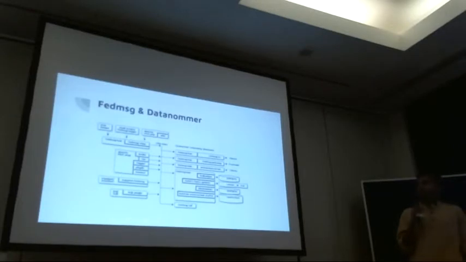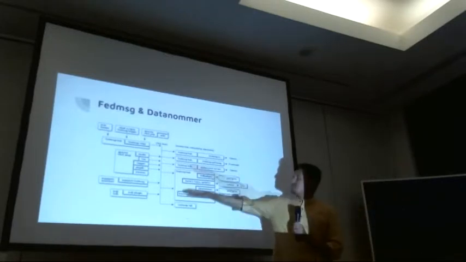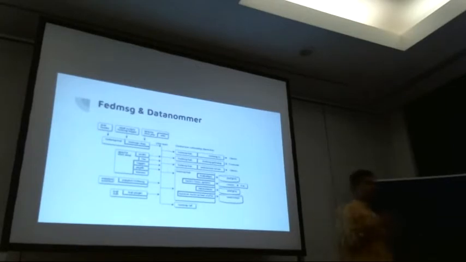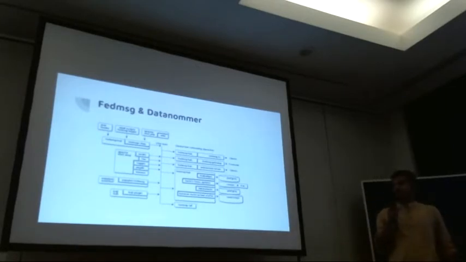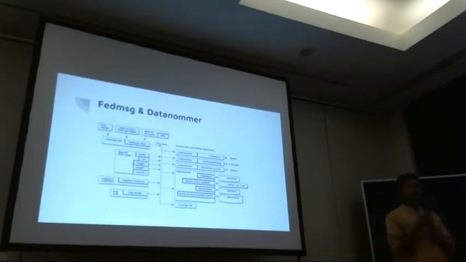So let's go quickly through Fedmsg and Datanommer. This is a simple diagram. Within the Fedora infrastructure, we have a virtual bus which we call Fedora Fedmsg, a federated message bus. Various applications push messages to the Fedmsg bus, be it Koji, Bodhi, or Pagure commits. This works on a publish-subscribe model, so different applications can connect via the subscribe model to this bus and start receiving those messages. Each message has a particular topic, so using that topic as a filter, they can subscribe to a particular topic and start receiving those messages.